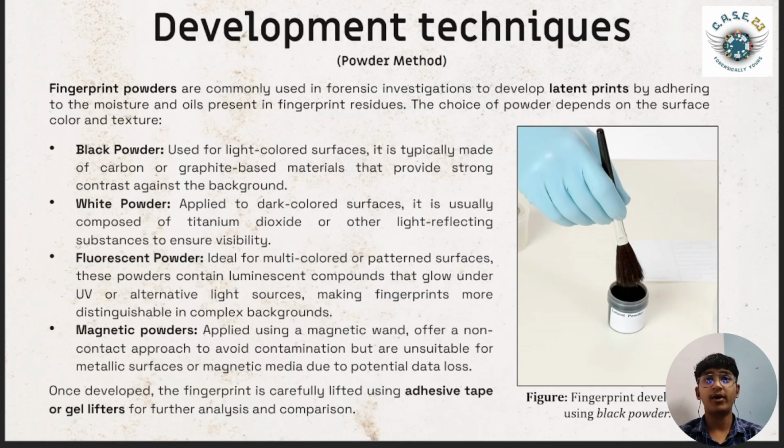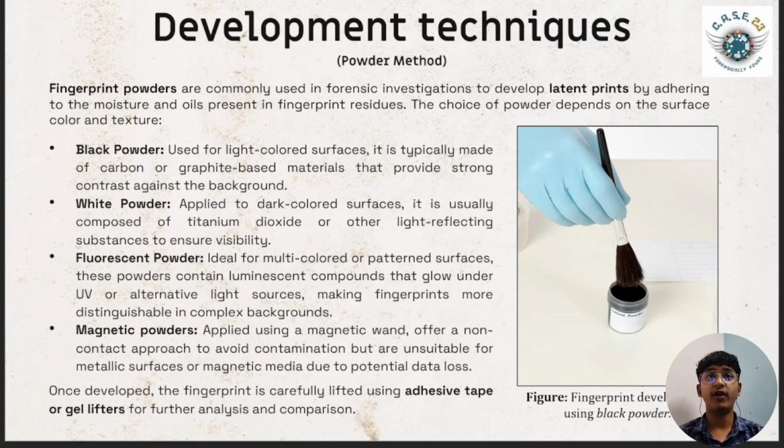Alright, let's talk about one of the coolest ways to reveal hidden fingerprints, the powder method. This is like forensic magic, where we make invisible prints appear using special powders. But not all powders work the same way. Let me show you how. The first one is black powder. This is the classical choice. It's made of carbon or graphite and works best on light colored surfaces because it creates a sharp contrast. Think of it like using a black marker on a white paper, super clear and easy to see.